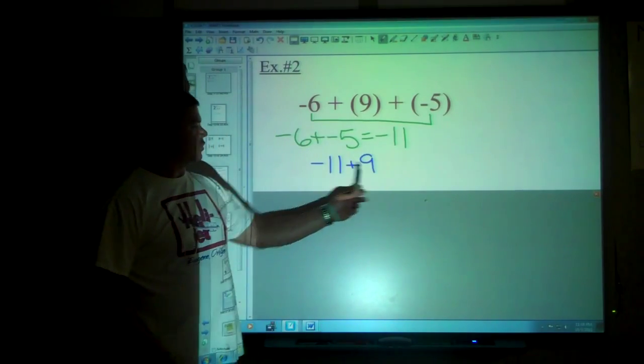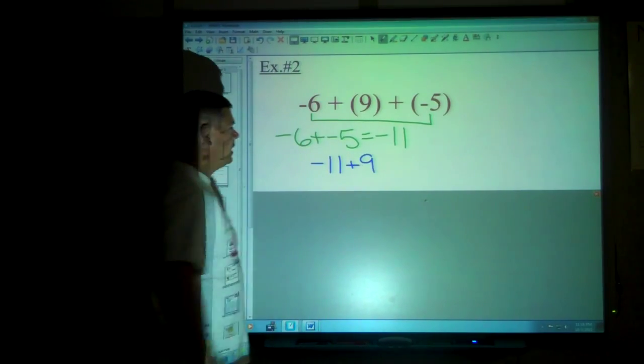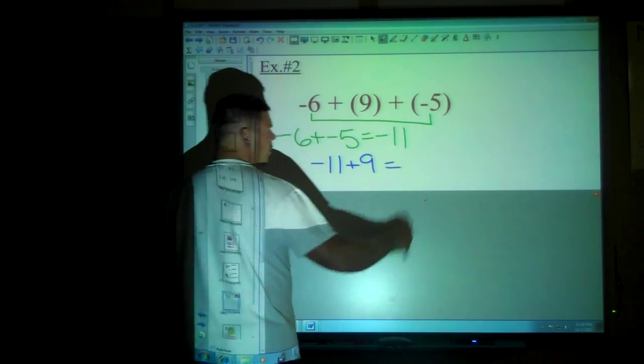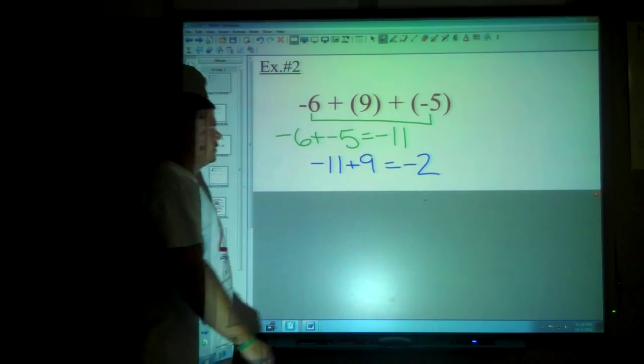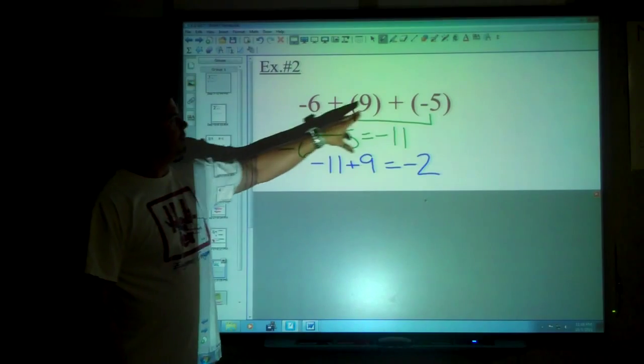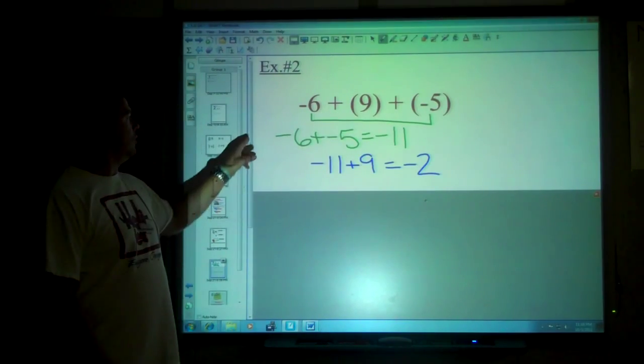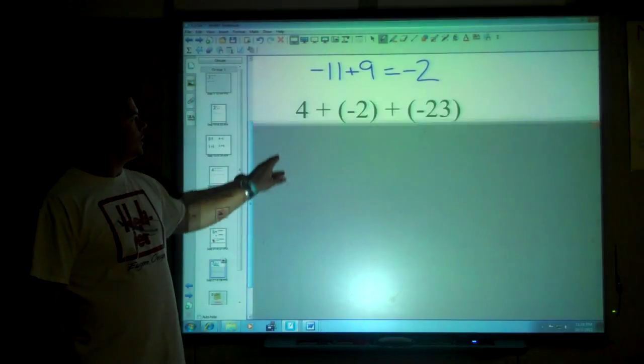So do I have more negatives or do I have more positives? I've got more negatives. Question is how many more? 2 more negatives than I had positives. First I combined all the negatives, then I dealt with adding positive and negative together.